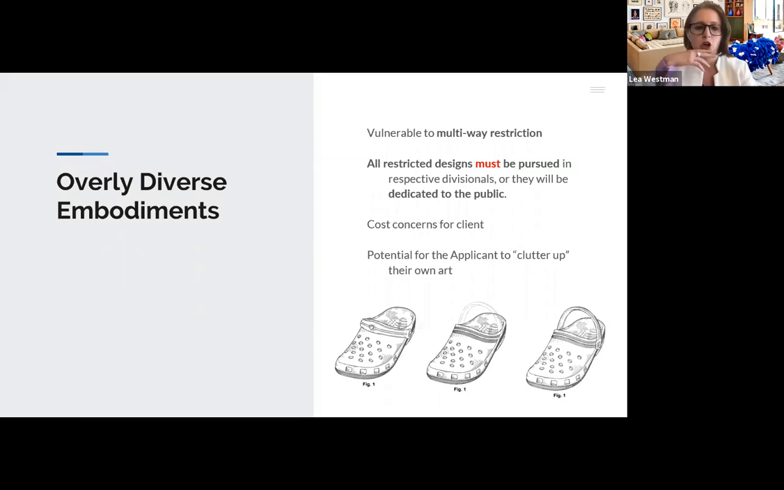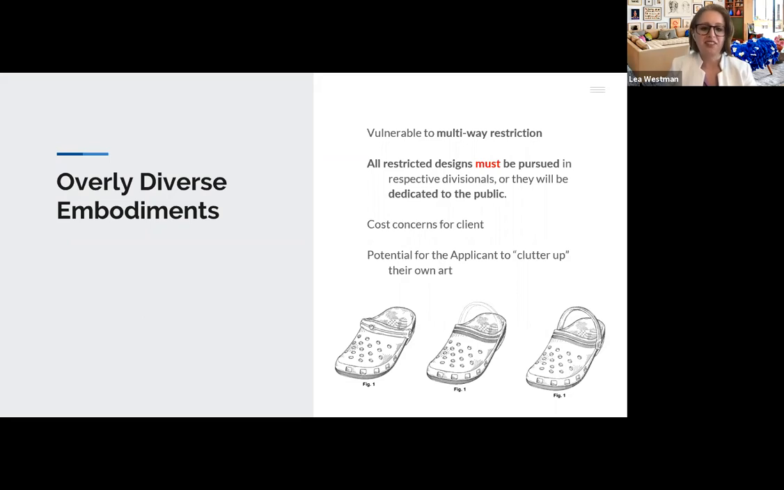you'd run into a multi-way restriction. And design patents are not published until they're issued, and restricted designs have to be pursued in divisionals. Otherwise, they are dedicated to the public, meaning that if you filed one application with all three of these designs and you got a restriction and you chose not to pursue a divisional on, let's say, the third design with the handle all the way on the left, then you're giving that up, right? And you don't have the ability to come back and file on that later because it's dedicated to the public.